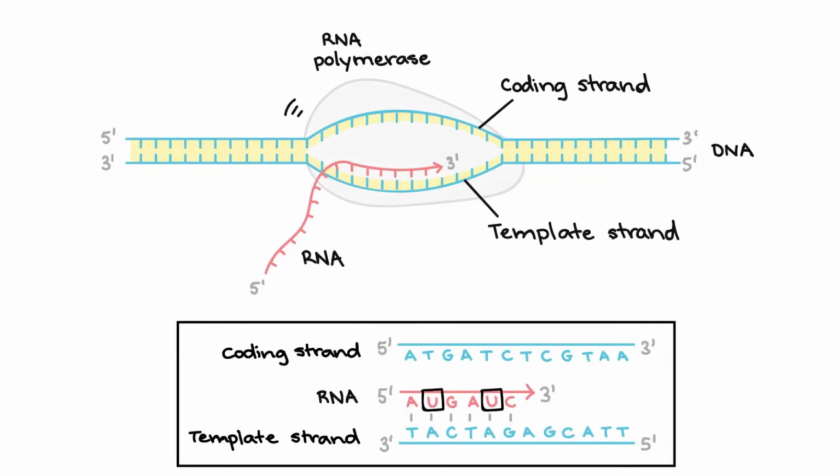Elongation. As RNA polymerase moves along the DNA, it unwinds the helix and exposes the DNA nucleotides for pairing with RNA nucleotides. The enzyme adds nucleotides to the 3' end. As the mRNA is made, RNA polymerase rewinds the DNA.